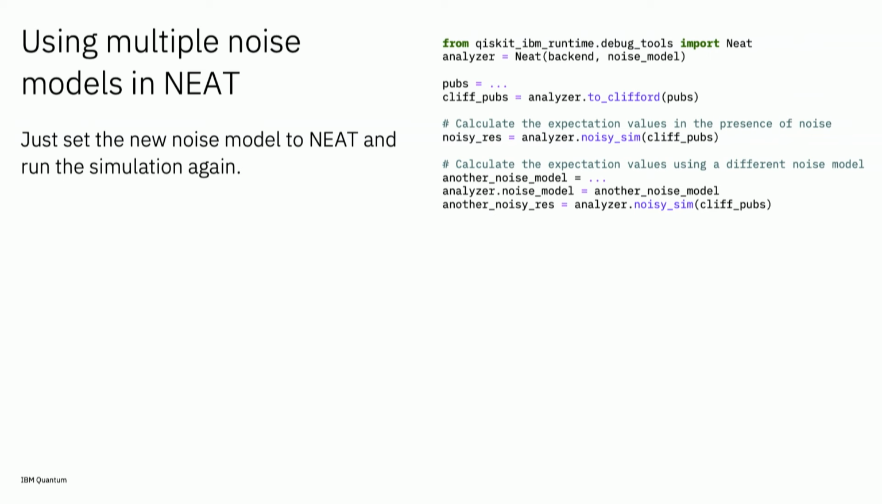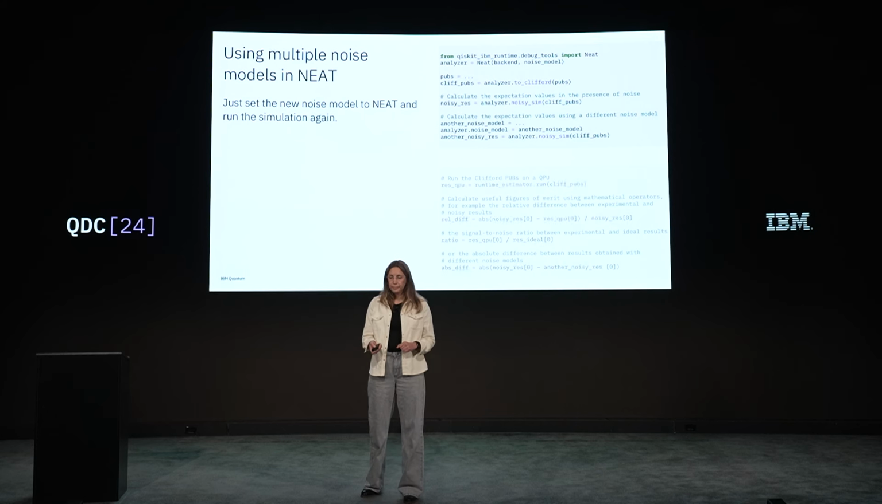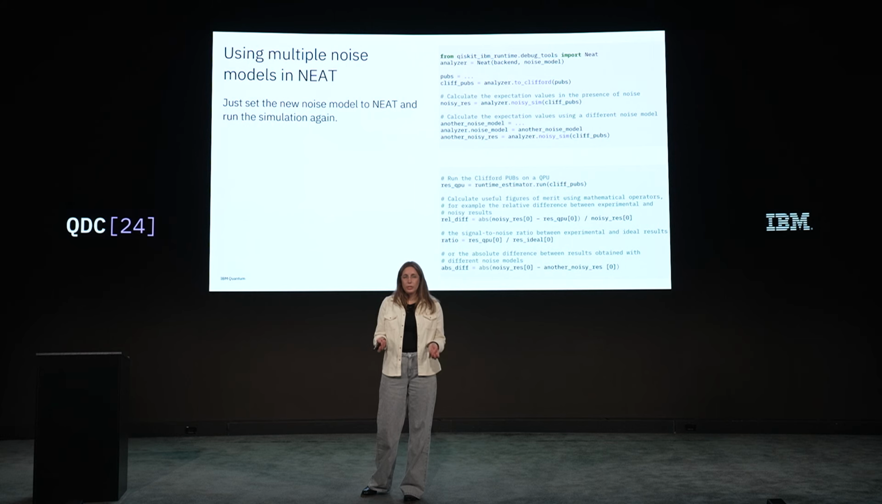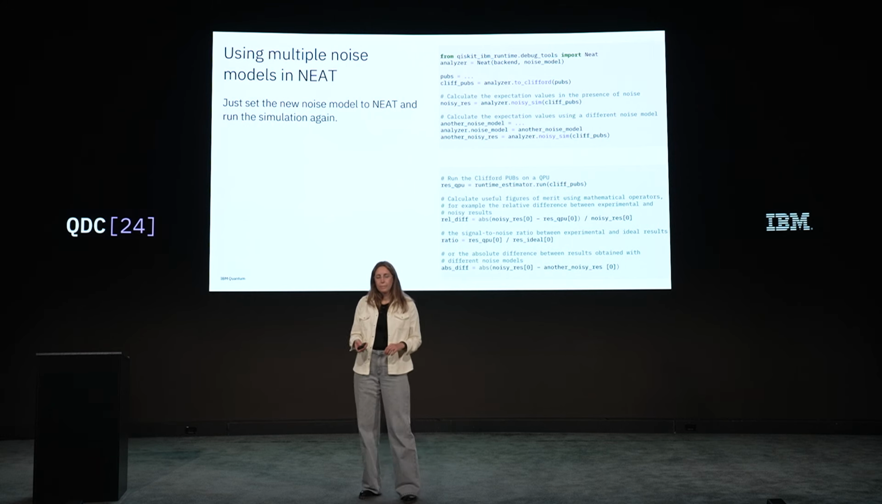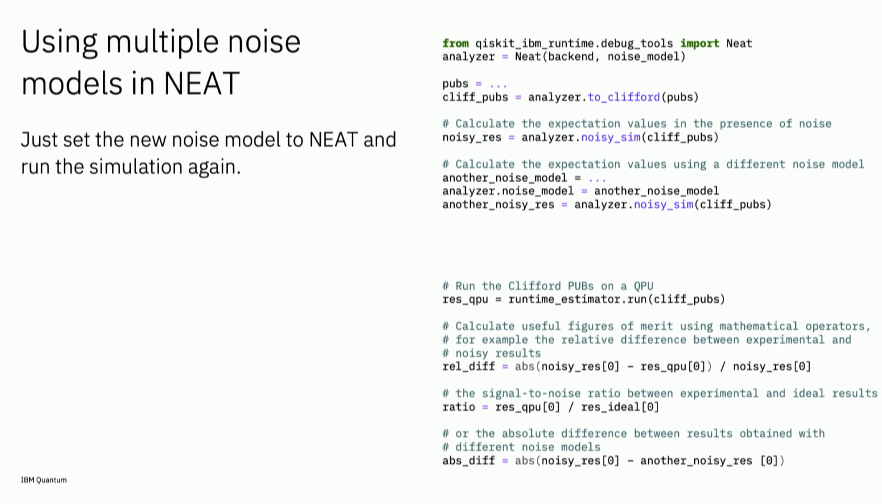And here we have a coding example. We first start with the usual: importing, creating the NEAT instance, Cliffordizing, and then we do a noisy simulation. Then we create another noise model, and we tell analyzer to start using that noise model from now on, and then we perform another noisy simulation. Optionally, as I mentioned, you can also run those Clifford pubs on a QPU. And then you calculate a series of figures of merit of your choice. For instance, here we're showing the signal-to-noise ratio between experimental and ideal results. And at the bottom, we're showing the absolute difference between results obtained with different noise models.